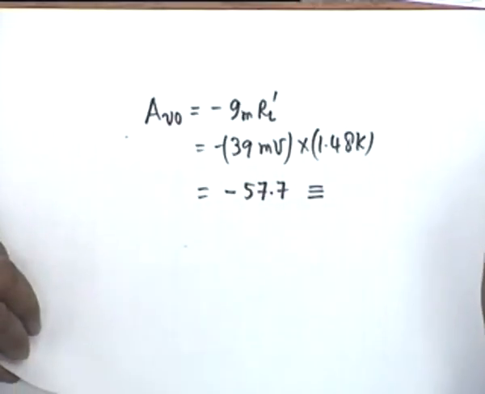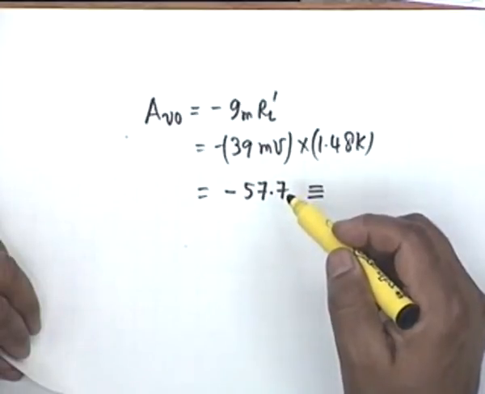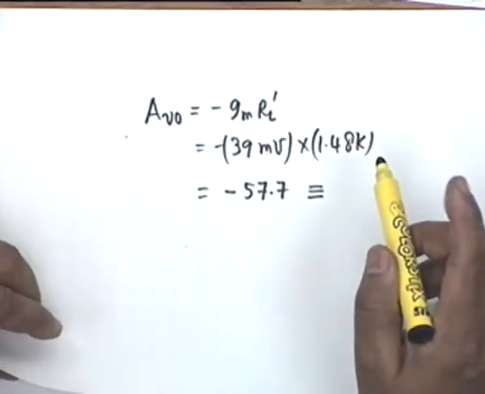equivalent to how many decibels? How do you calculate that? 20 log 10, not of minus 57.7. It's always the magnitude.